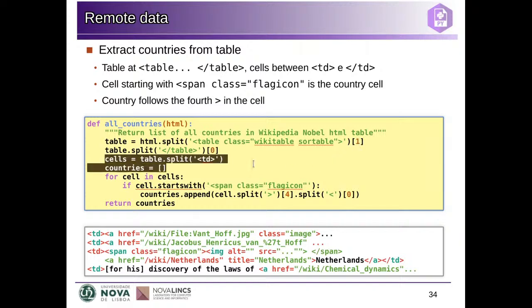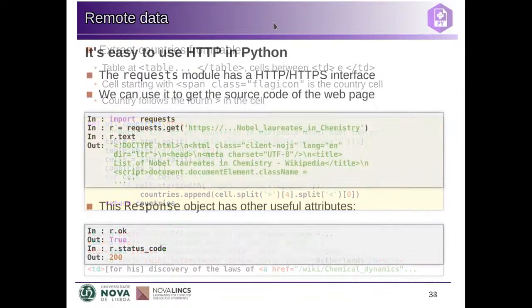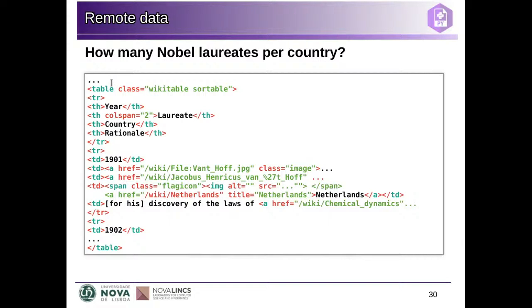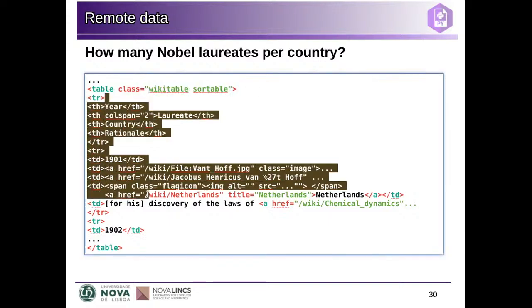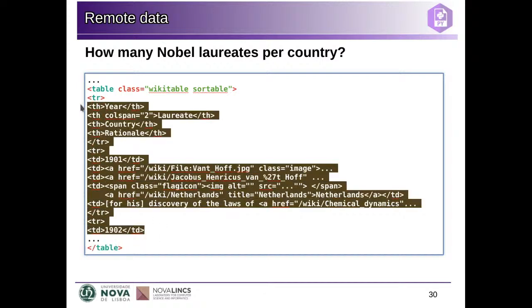Now we're going to break everything down into cells. So this TD tag indicates the beginning of each cell. And we're going to run through all these cells and pick out the ones that start with the flag icon class. So these are the cells that have this icon with the flag and the name of the country. So basically we broke things here to get this part. We retained everything up to the end of the table, so we retain only this block.